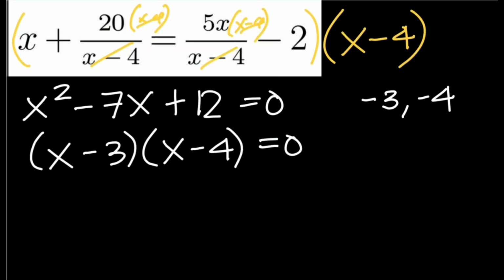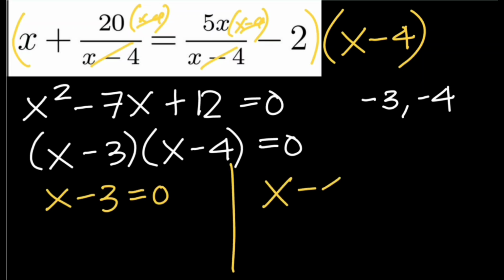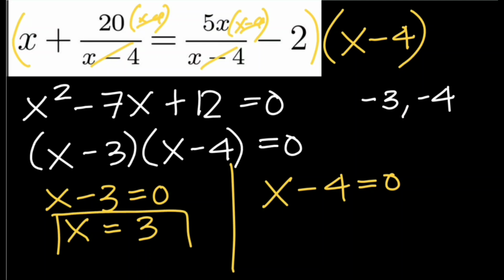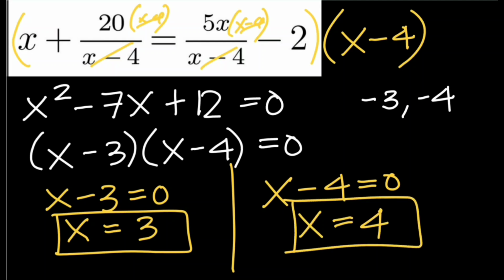Now to solve for the values of x, we equate each of the factors to 0. So this is just x equals positive 3. We add 3 to both sides, and here we add 4 to both sides. Therefore, x here is equal to 4.